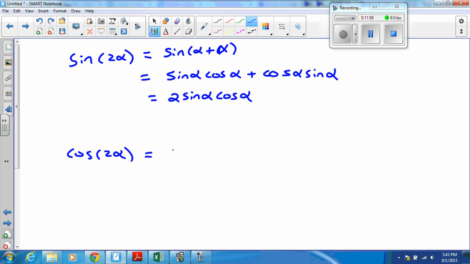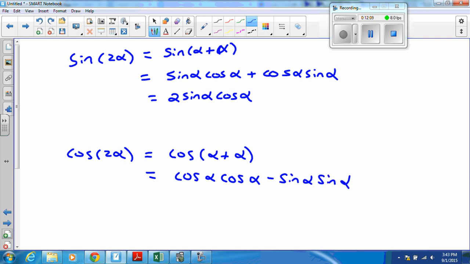And likewise, if I use angle addition here, I get one of the famous double angle identities for cosine. I'm going to say more about these double angle identities in class tomorrow.